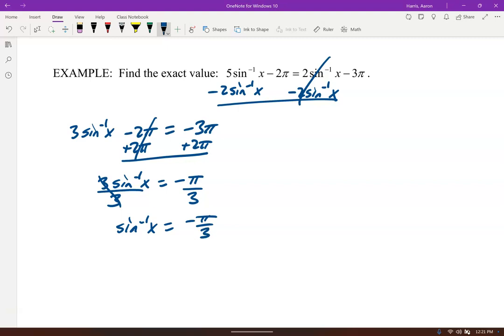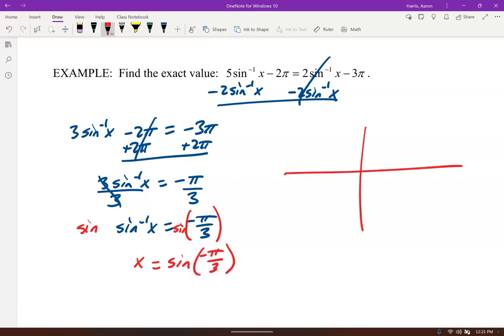And that means that, if you want, you can undo it with the sine on both sides. That's another way to think about that. Sine of the arc sine is just x. So I get sine of negative pi thirds. I look on my unit circle and rotate negative 60 degrees. The sine of negative pi thirds is negative root 3 over 2.